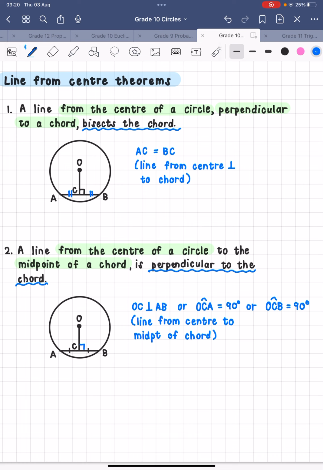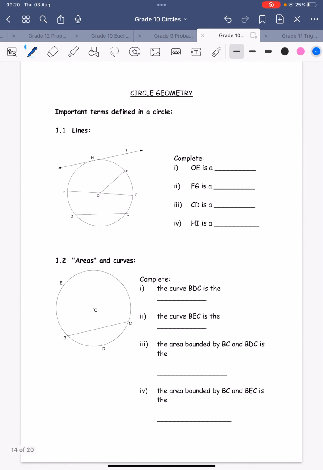All right, this one that says midpoint chord theorem worksheet, that one. I just quickly want to open it up here.